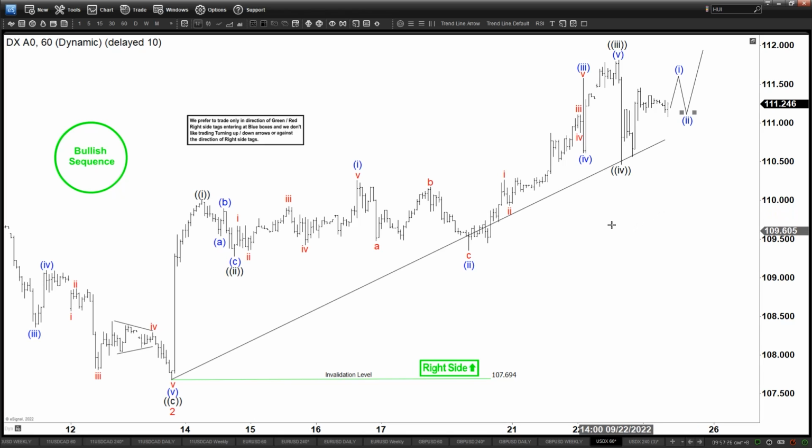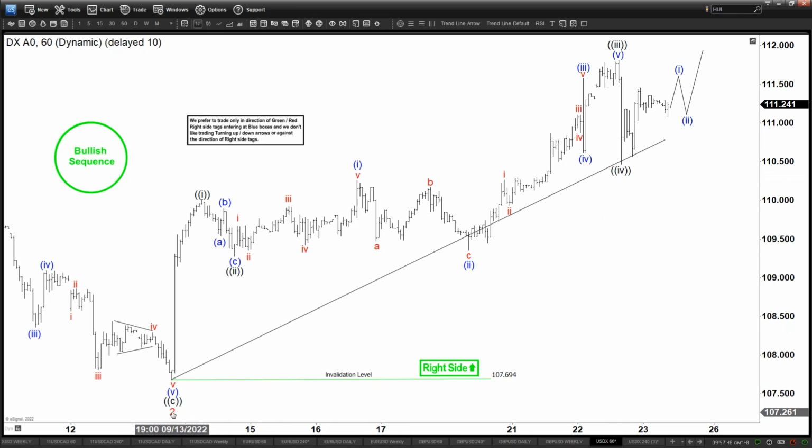Here is a 60-minute chart of the dollar index. We're going to take a look at the shorter cycle here, which is pretty straightforward. In the shorter cycle, you can see there is a bullish sequence, right side up. What that means is we believe in the shorter cycle the dollar index still remains bullish and should continue to go higher. Now let's see what we got here.